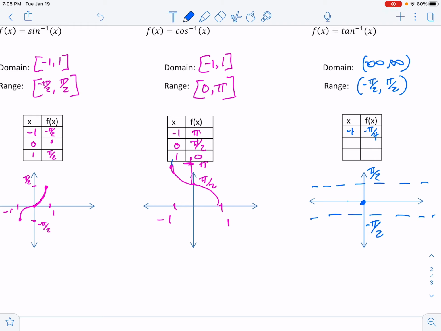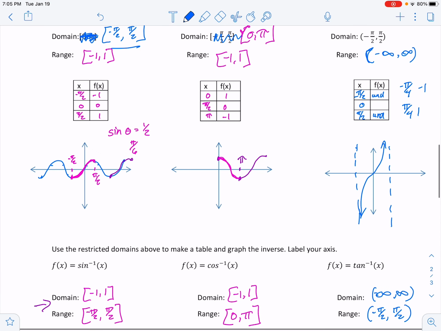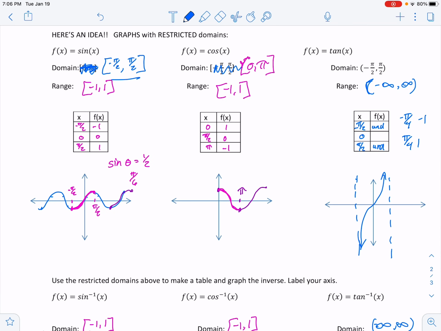So back here at negative 1, it's at negative pi over 4. And at positive 1, it's positive pi over 4. So you get your curve going in the right direction. Okay? Those are things you got to memorize. We restrict the domain so that you only end up with one y for every x on the inverse.